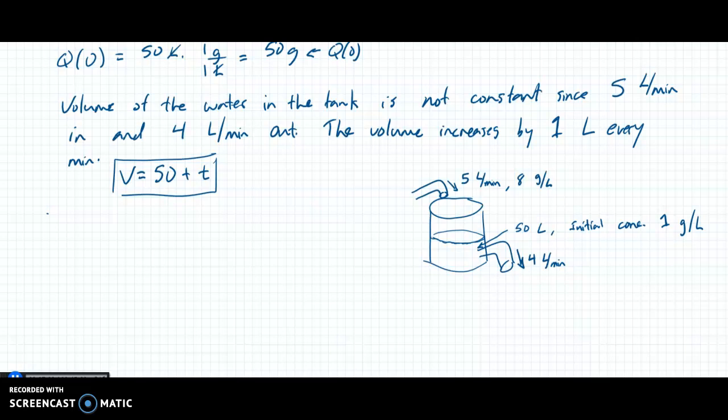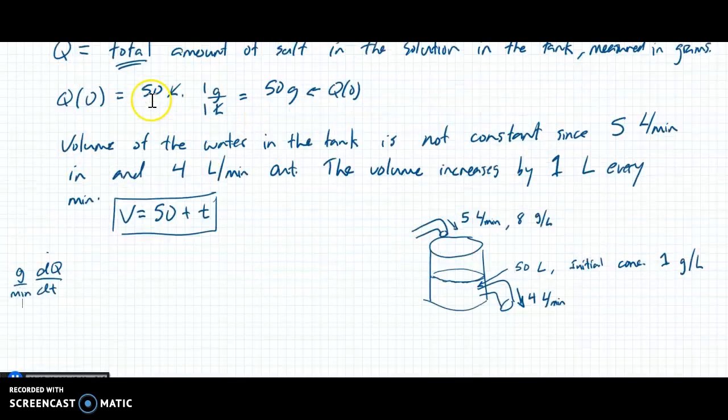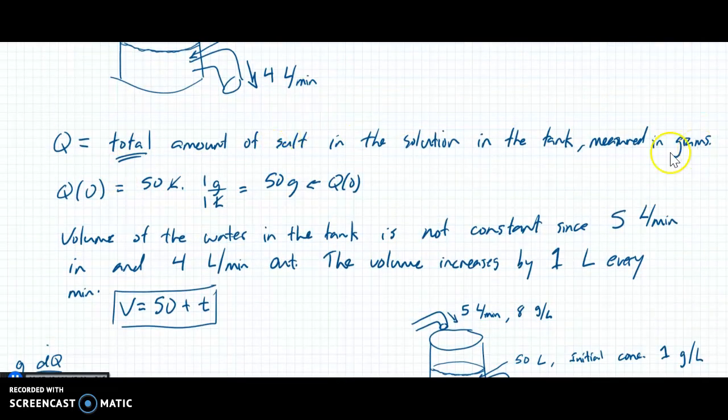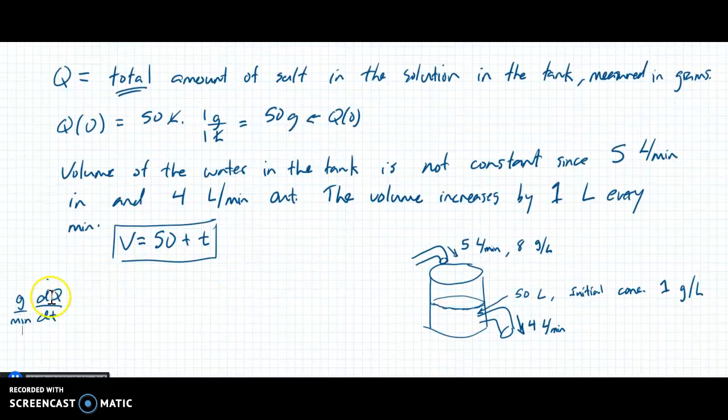Okay, I'm going to work and I'm going to do the dQ/dt. What are the units of dQ/dt? It's grams per minute, because Q is measured in grams, right? We should be cool with that. Total amount measured in grams, and time is measured in minutes, is equal to, remember we always do in rates, and by in rate I mean in grams per minute rate, minus out rates.